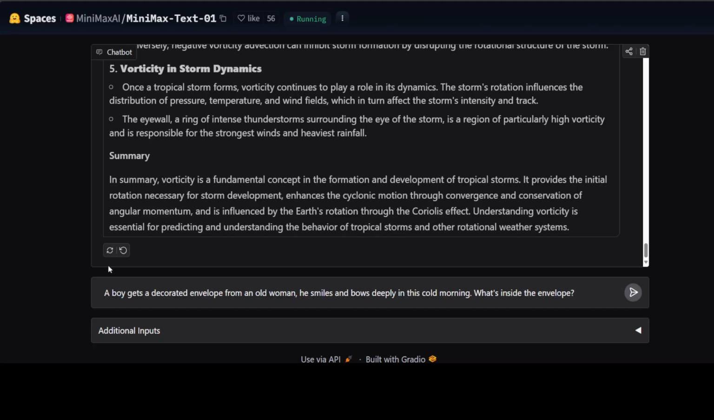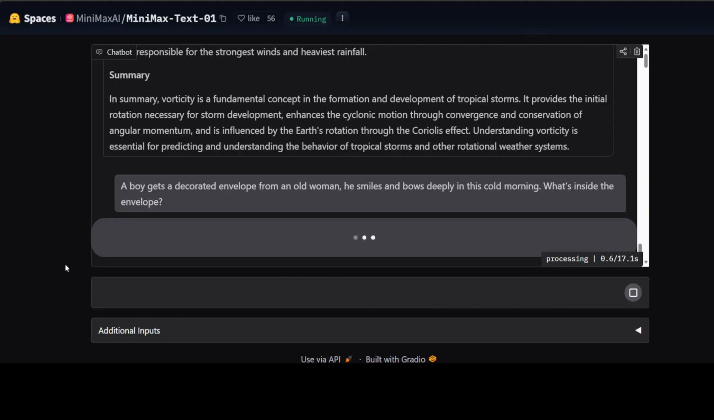Okay, let's see how much it is aware of cultural nuances. Now I'm asking it this: a boy gets a decorated envelope from an old woman. He smiles and bows deeply in this cold morning. What's inside the envelope? Now it's a very vague question, I understand. It could be a kid in Japan or Korea because that is a tradition there where they receive gifts from their grandparents and other adults at the start of the year. Let's see if it can infer it from this.